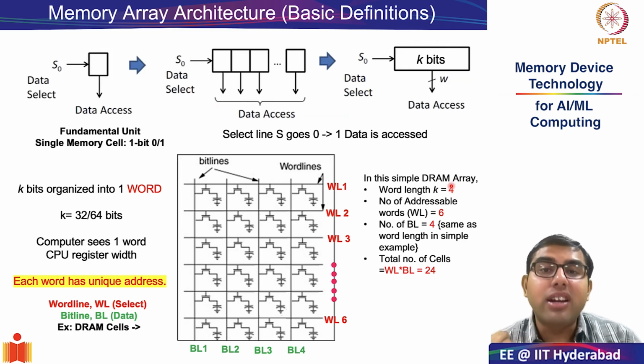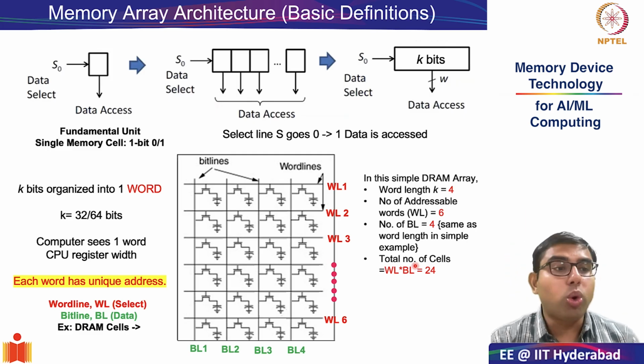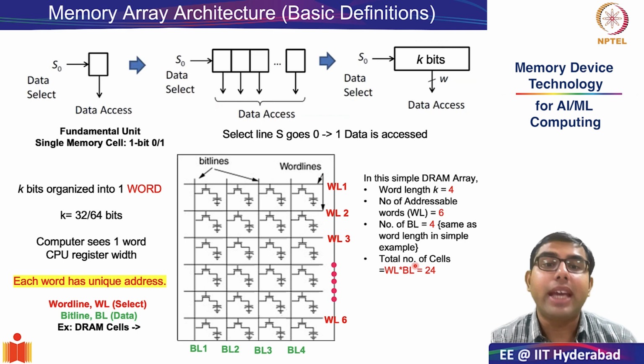What is the number of addressable words in this very simple array? As you can count, the number of addressable words will be the same as the number of word lines, and in this case it will be 1, 2, 3, 4, 5 and 6. So word line 1, word line 2 across to word line 6. So this is the simple answer for the word length, the addressable words, and the number of bit lines.